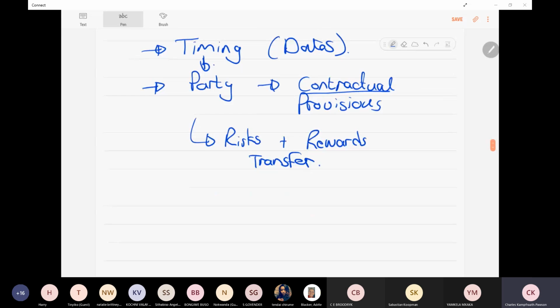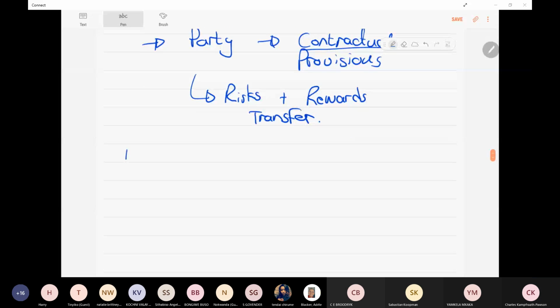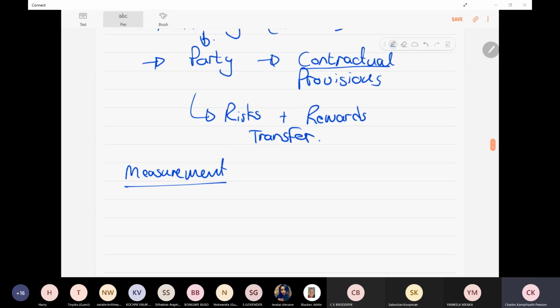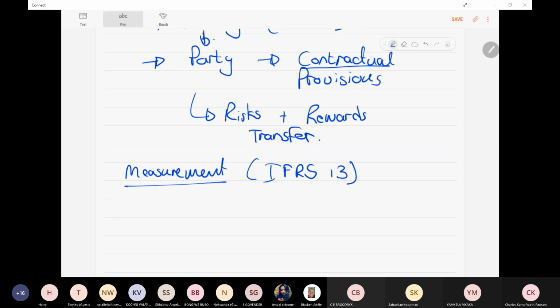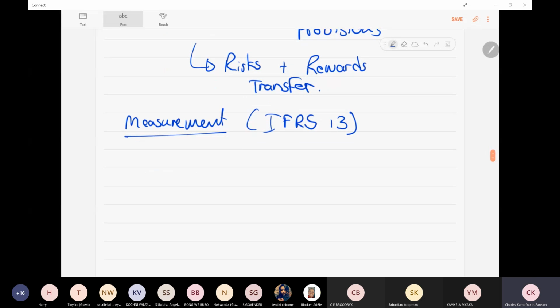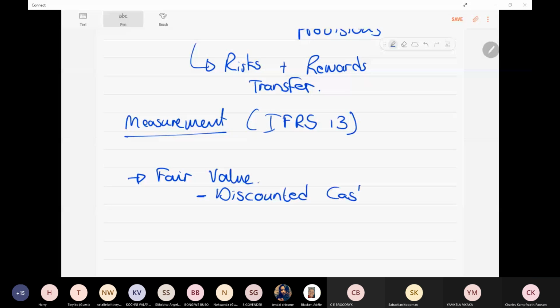Okay, so let's talk about initial measurement. That's where we determine what the value will be of that item. There we specifically deal with IFRS 13, where they speak of fair value first. Fair value is basically the most common measurement at initial date, and that includes discounted cash flows and the quoted price.